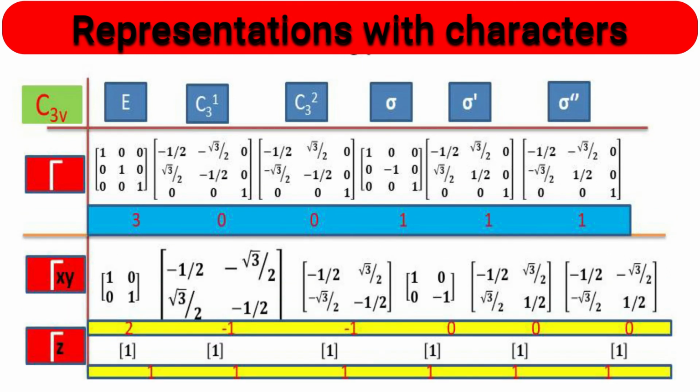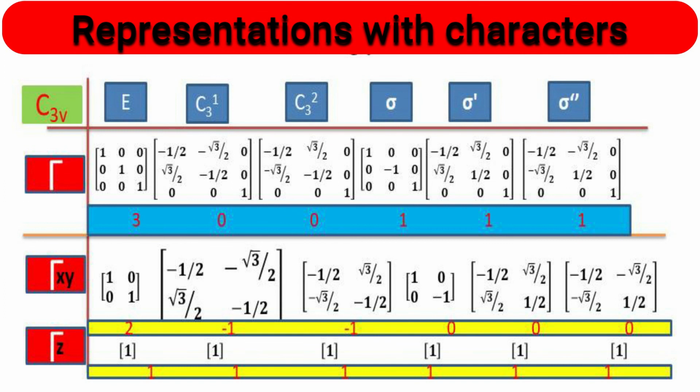One important thing I would like to tell you. See the characters of operations which belong to the same class. For example, C31 and C32, these two operations belong to the same class. Their characters are the same, whether you consider the reducible representation gamma or the irreducible representation gamma xy or gamma z. Similarly, the 3 vertical planes constitute the same class in the C3v point group. See their characters.